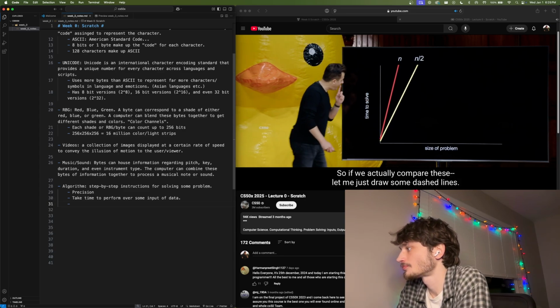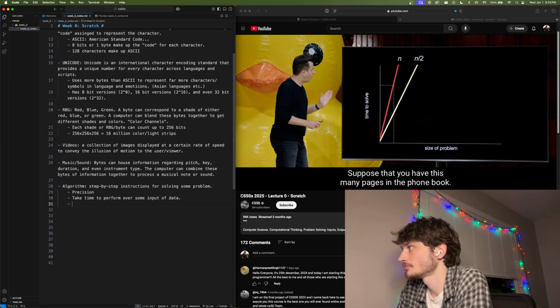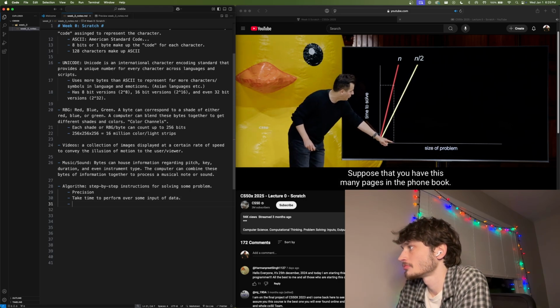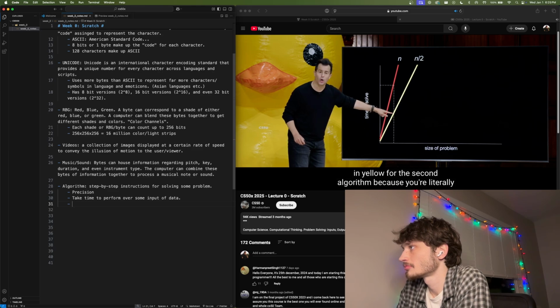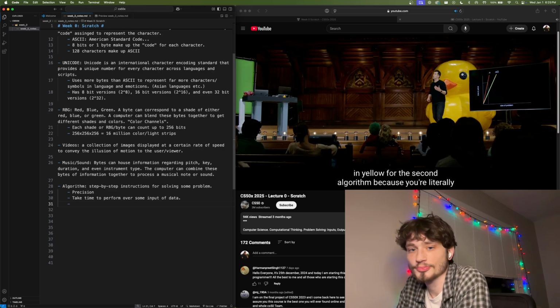So if we actually compare these, let me just draw some dashed lines. Suppose that you have this many pages in the phone book. If you just draw this vertical white line here, it's going to take this much time in red using the first algorithm, but it's going to literally take half as much time in yellow for the second algorithm, because you're literally going 2 pages at once.